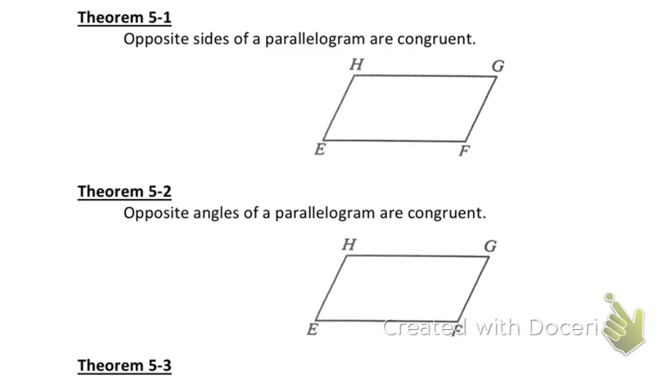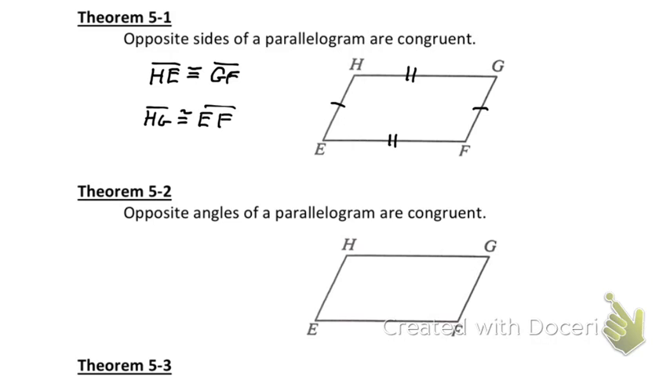So theorem 5.1 says opposite sides of a parallelogram are congruent. So that's just saying that HE would need to be congruent to GF. So maybe I'll write that HE is congruent to GF. And we also know that HG is congruent to EF. And that's all theorem 5.1 says. Opposite sides of a parallelogram are congruent.